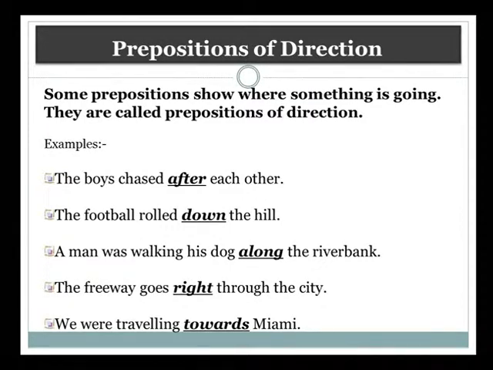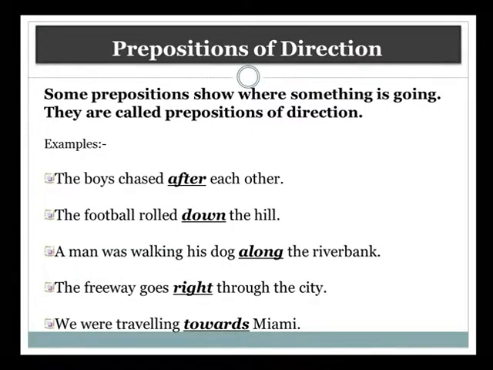The football rolled down the hill. Again a preposition of direction. The football was going down the hill. It was following it. A man was walking his dog along the river bank. So that's again a preposition of direction. Now remember, along can even be a preposition of place as well.